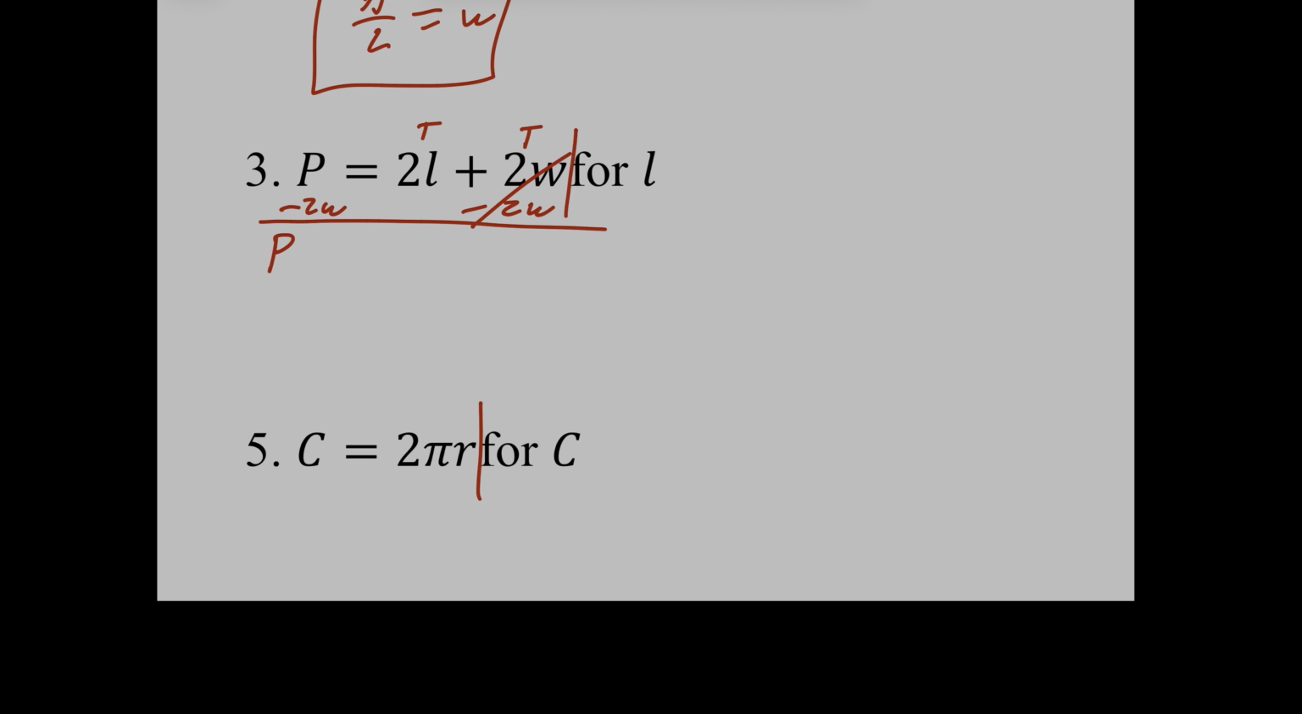That's going to take care of this. Now on the left, I'm going to get P minus 2W equals 2L. Now I can divide by 2. So now do I do the P or do I do the 2W? Well, the answer is you do everybody, okay? You do the entire side. So my answer is L equals P minus 2W all over 2, okay? You can write that as P over 2 minus W. There's different ways you can write it, but right there is fine.